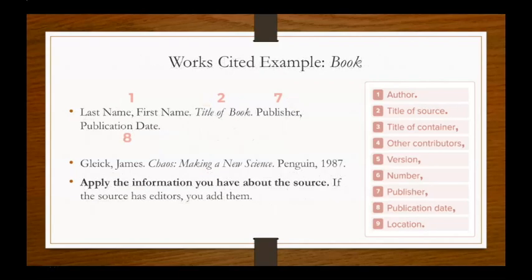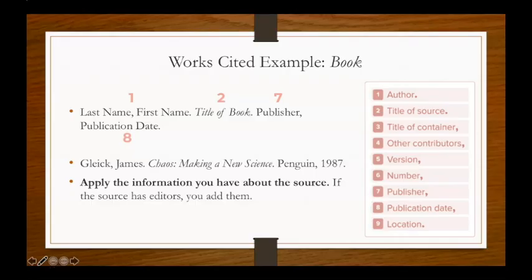As you can see in this example, the citation for a book is a little bit shorter because we have fewer core elements that we need to include. In this case, we have just the author's name, the title of the source, the publisher, the publication date, and that's it.